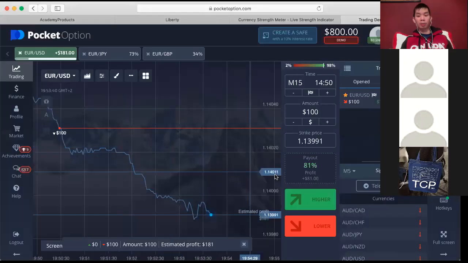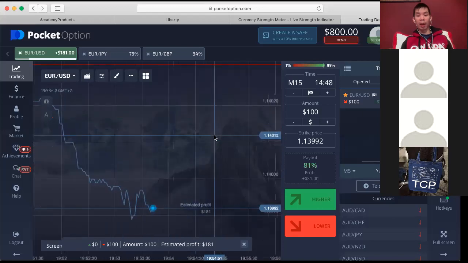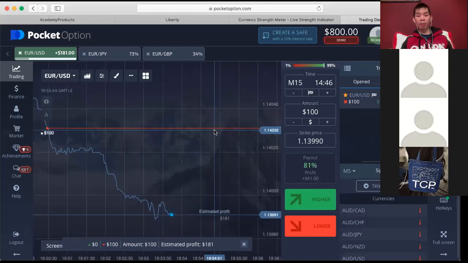Just give me a second. I'm just going to share my screen so you guys can see, look at this. We're in heavy profit. Look how much.